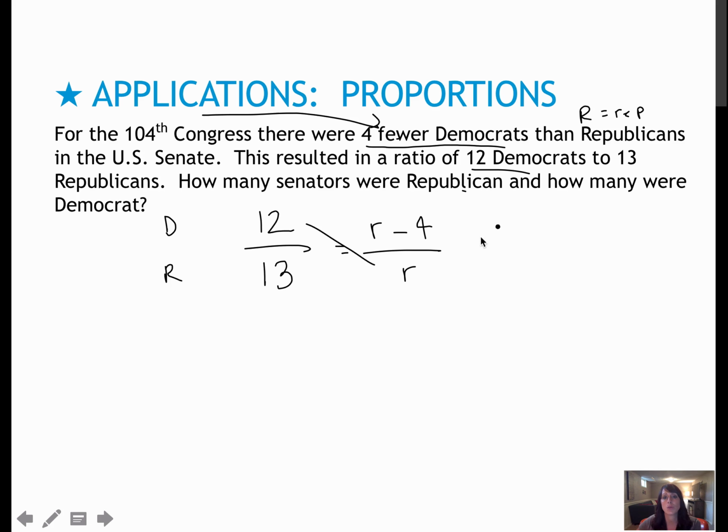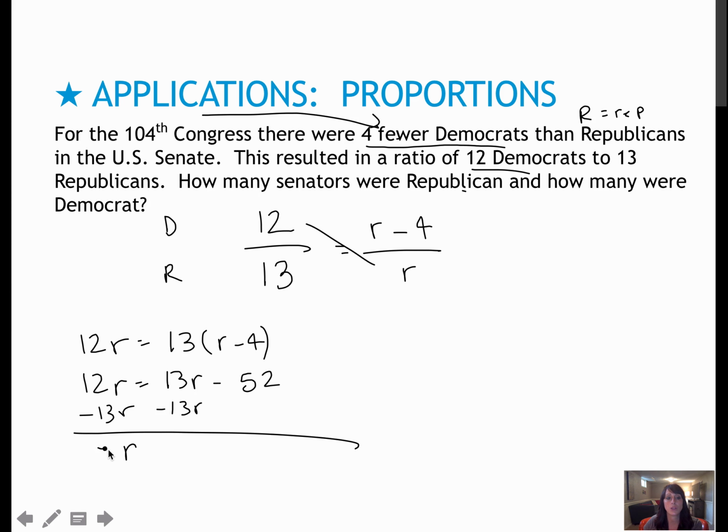And of course, I would then cross multiply and get 13 times R minus 4. And that would leave me with obviously some negative values, which again, I'm not too concerned about. Negative R is negative 52, which means R is 52. So what does that tell me? That there were 52 Republicans and 4 fewer Democrats, which means 48 Democrats.